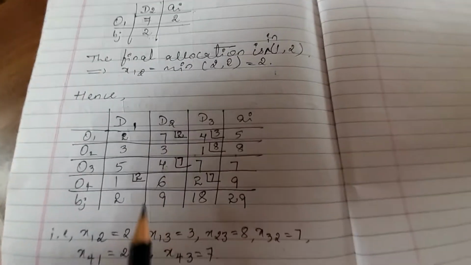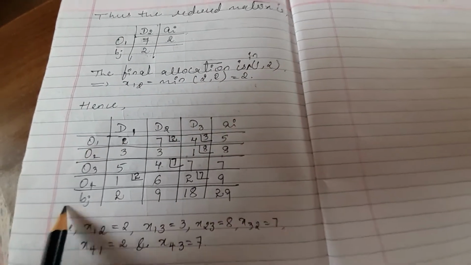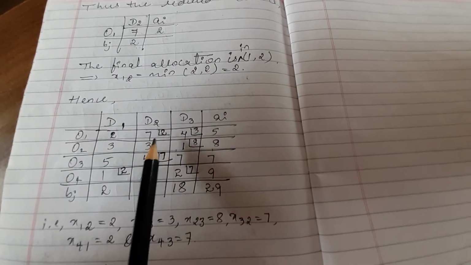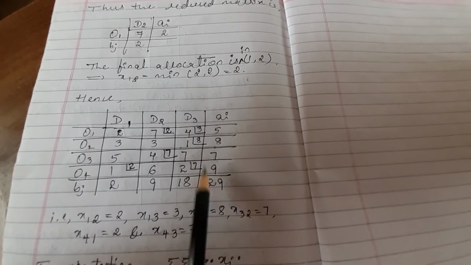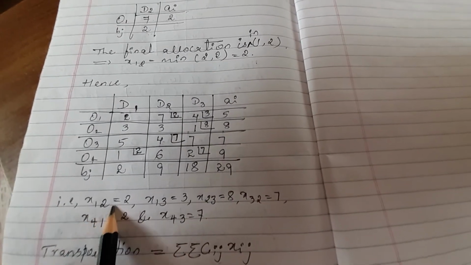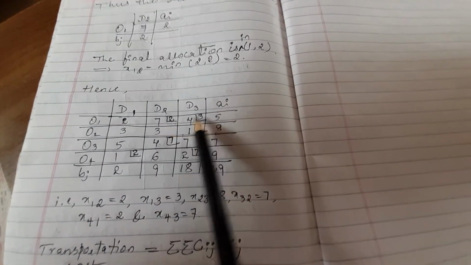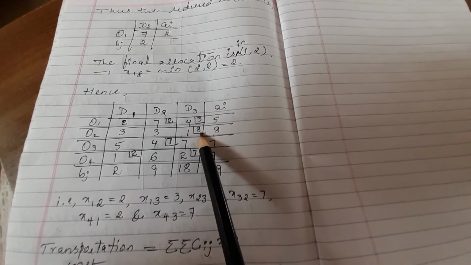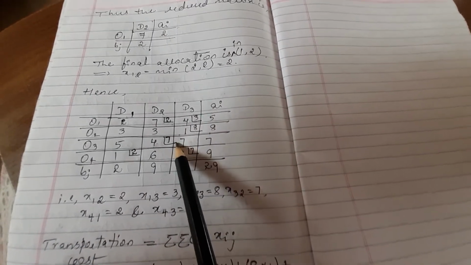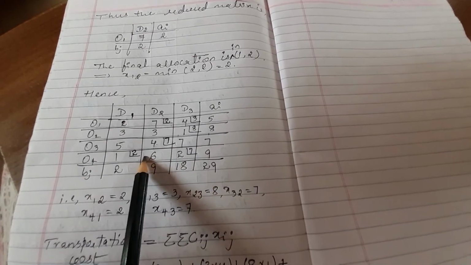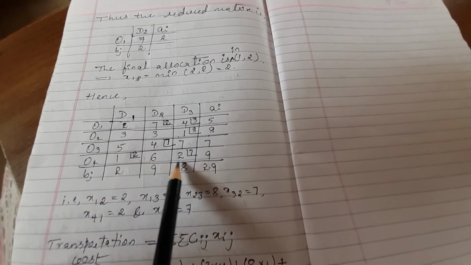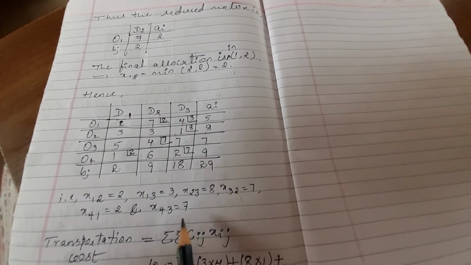Hence, again rewrite the given matrix and write all the allocations, right? Then write x12 is 2, then x13 is 3, x23 is 8, then x32 is 7, x41 is 2, and x43 is 7.